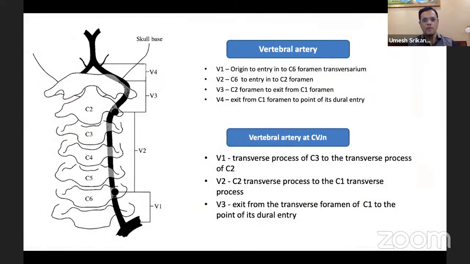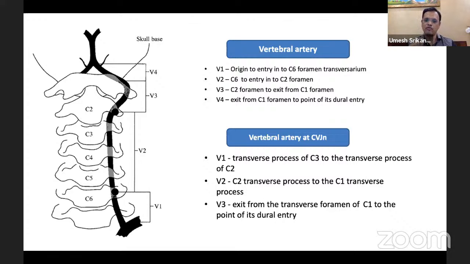Of course, one important thing that we have to understand, apart from the surgical techniques of inserting screws, is the anatomy of the vertebral artery at the cervical vertebral junction. It is very important to understand that the vertebral artery at the CV junction has been divided into three portions. Apart from the vertebral artery starting from its origin from the brachiocephalic trunk, the extracranial portion has been divided into four portions. However, at the CV junction, it has been divided specifically into three in order to emphasize the importance of the segment between C2 and C3.